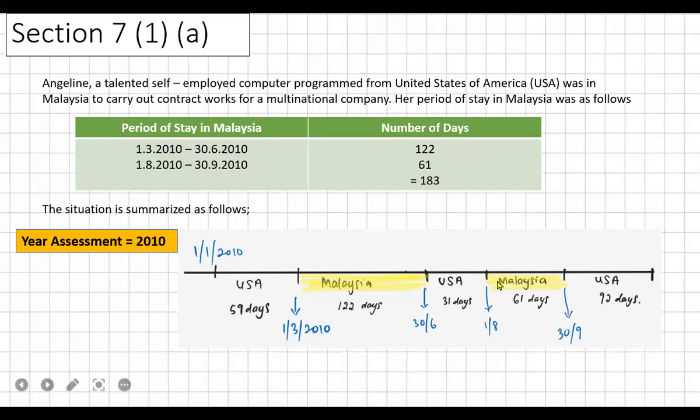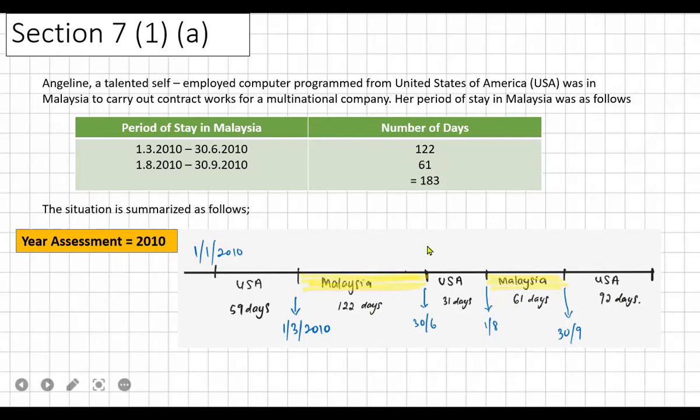Okay, let's say in a timeline of 2010, year of assessment 2010, starting from 1st January 2010 up to 1st March 2010, she is still in the USA. Then she went to Malaysia on 1st March. So the number of days she stayed in Malaysia is 122 days. And then like I mentioned, she went back to the US for 21 days. And then she went again to Malaysia on 1st August 2010 until 30th September. Then she went back to the US. So here I highlighted in yellow: she was in Malaysia for 122 days and then in Malaysia again for 61 days.